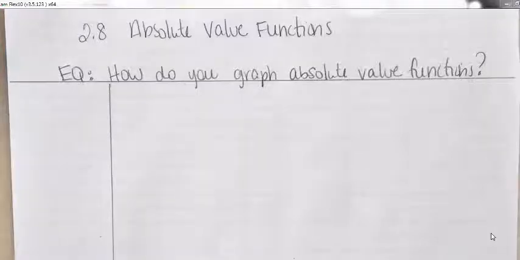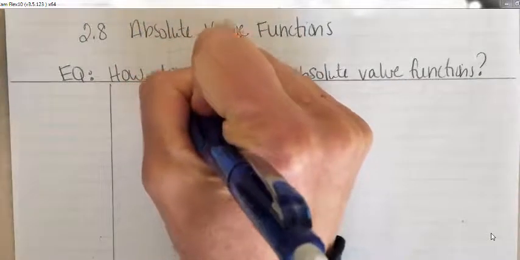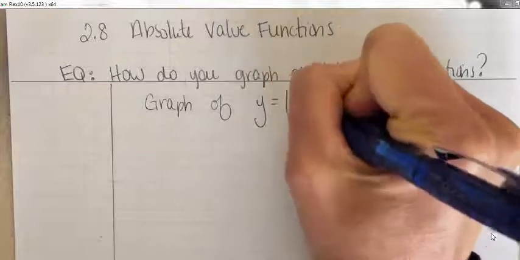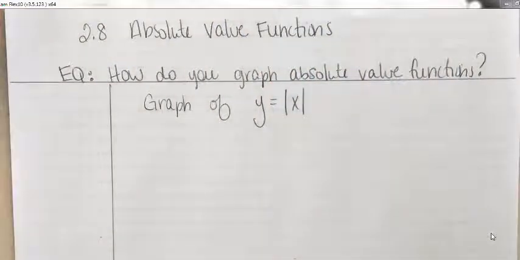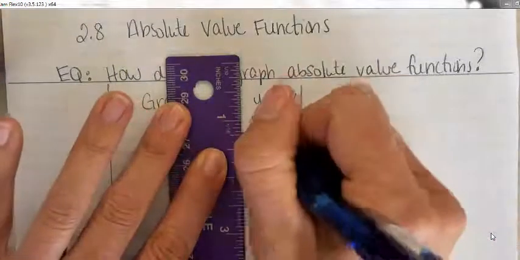All right, 2.8 absolute value functions. We're just going to take everything that we talked about in class during the exploration, and we're going to summarize it all in our notes and then apply it to a couple of absolute value functions. So let's talk about the graph of y equals the absolute value of x, or f of x equals the absolute value of x. Okay, so as you saw today, this is like a V.